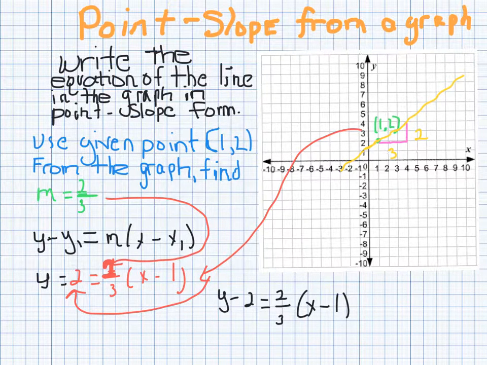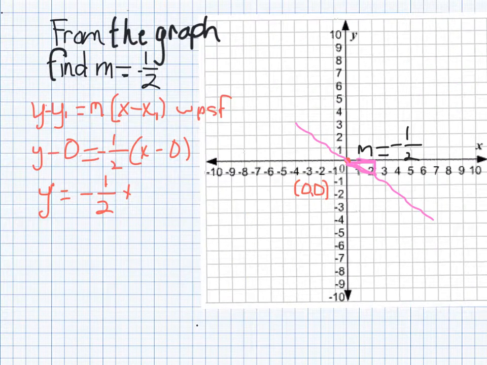So here's another example where the instructions would be from the graph, find m equals negative 1 over 2. Again, the rise is going to be 1 over 2, and we have a negative sign. WPSF is just my abbreviation for write it in point-slope form. The equation for point-slope form is, again, y minus y1 equals m times x minus x1.